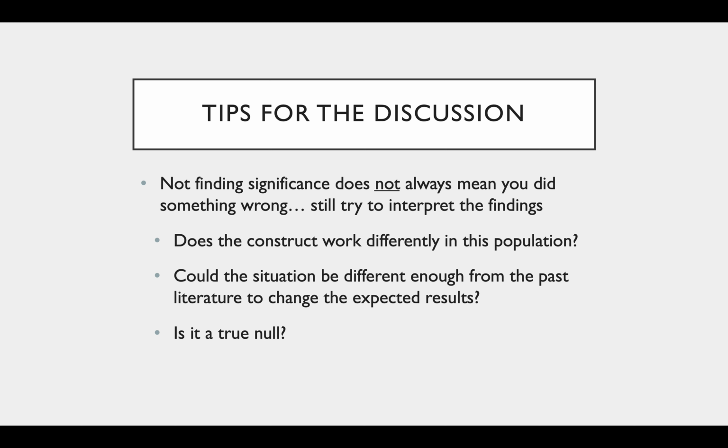And then you can also just think about, is it a true null, which just means, is it actually that there's just no effect between X and Y in the population? And if that's the case, well, then that can be really interesting too. So these are all things to be thinking about, and about how to discuss findings, even if you don't get a significant result.